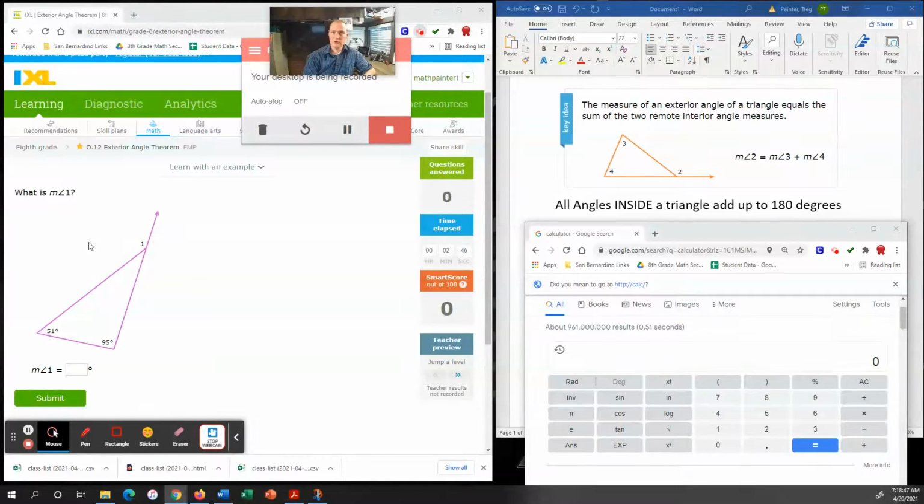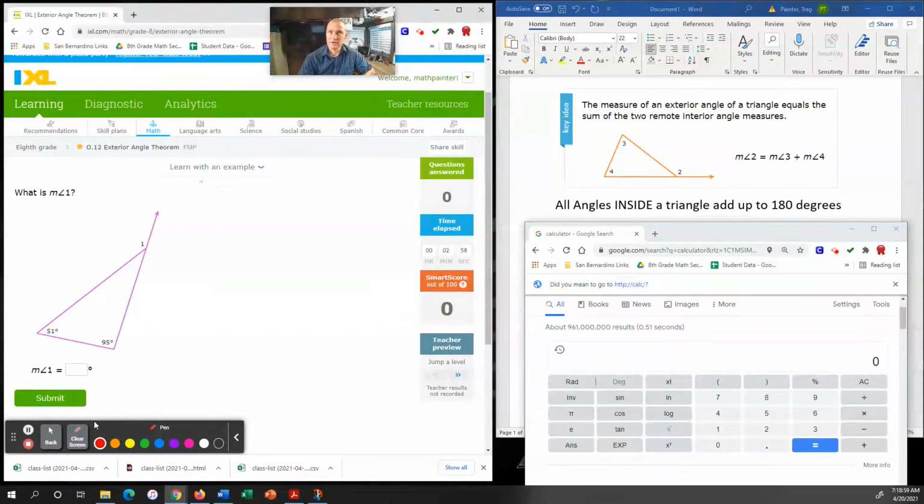So the first question we're looking at is, what is the measure of angle 1? Notice that to find the measure of angle 1, according to our notes, we're going to add the measure of 51 degrees plus the measure of 95 degrees. So here's what that looks like. Measure of angle 1 equals 51 degrees plus 95 degrees.